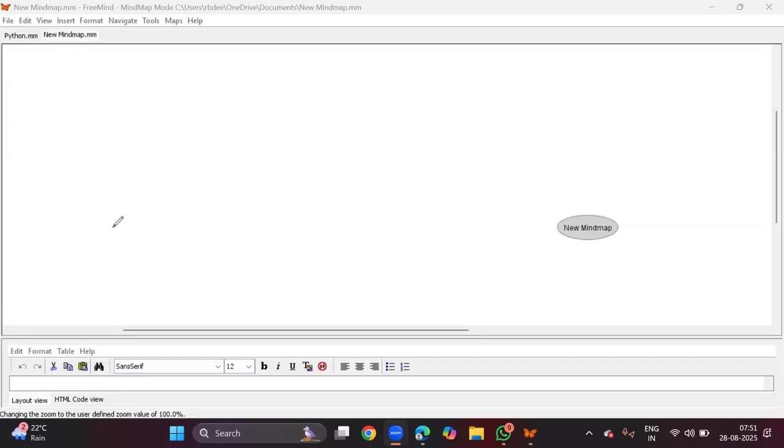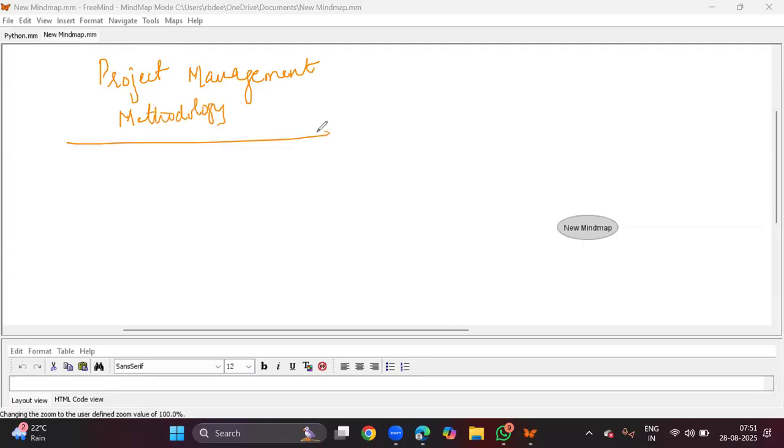Okay. Any questions, Karthik? No, ma'am. Okay, these are the four stages. So to solve these four, we will follow one methodology which we are calling project management methodology.